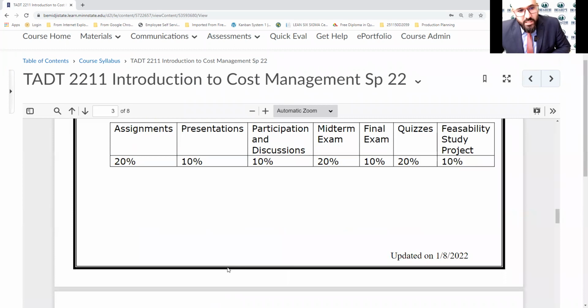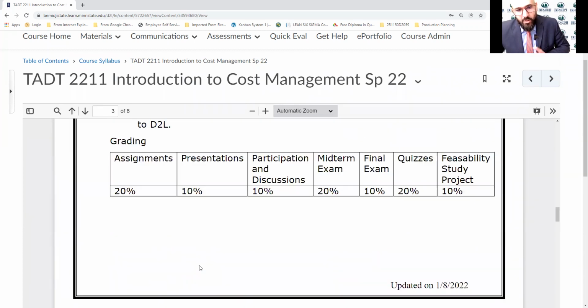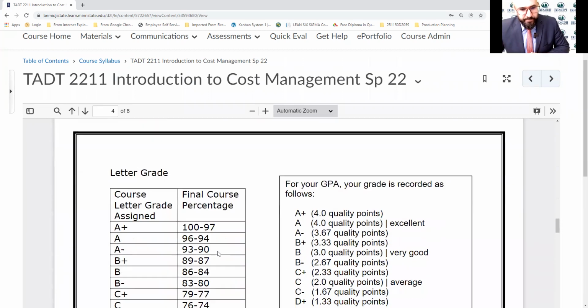The class will consist of several activities, including assignments, presentations, participation in discussions, midterm, final exam, quizzes, and feasibility study project. I've assigned about equal percentages. I focused on assignments, midterm, and quizzes, as these will give you about 60% cumulatively. The other 40% would be on presentation, participation, final exam, and feasibility study.